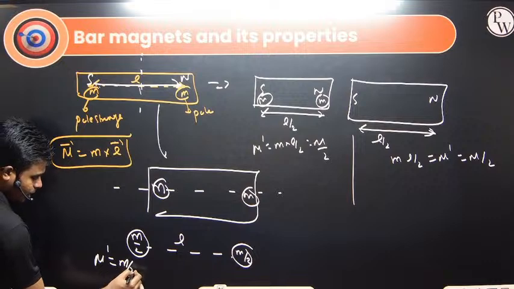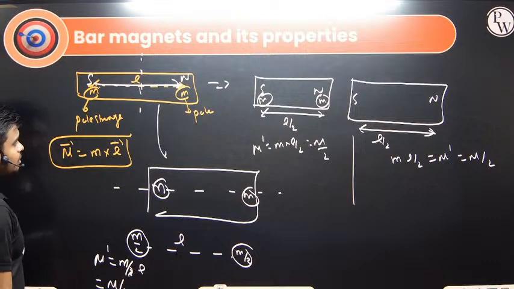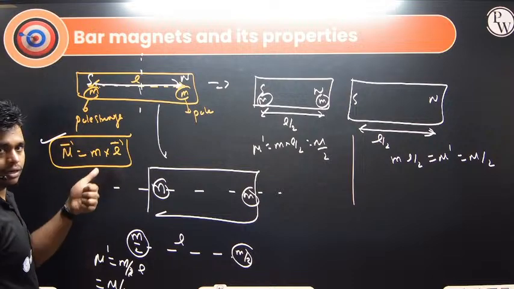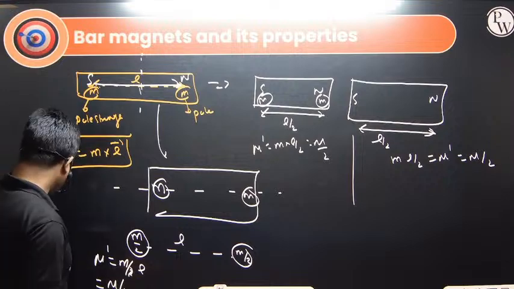So what is the new magnetic moment in this case? M by 2 multiplied by L. So I will be writing here capital M by 2. What is the magnetic moment initially? M into L. So again, it depends on how we are cutting this.